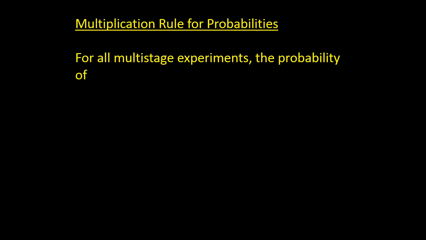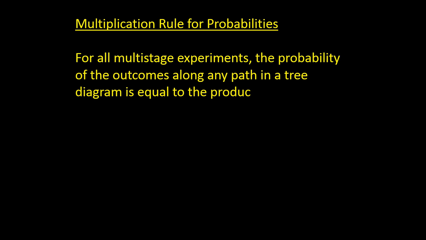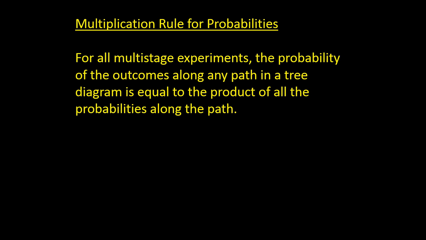So there's a multiplication rule we can use for probabilities, and it goes like this. If we have a multi-stage experiment and we want to know the probability of outcomes along any path in the tree diagram, then that's equal to the product of all the probabilities along the path. Now this can be a really interesting thing to be able to use if we have probabilities that are not equally likely along the paths of the tree.